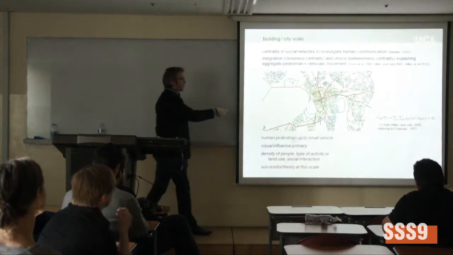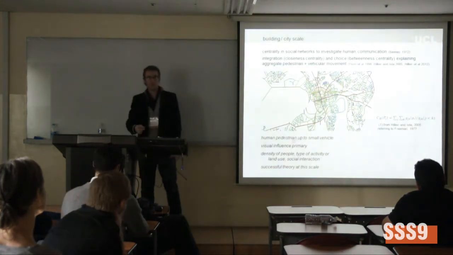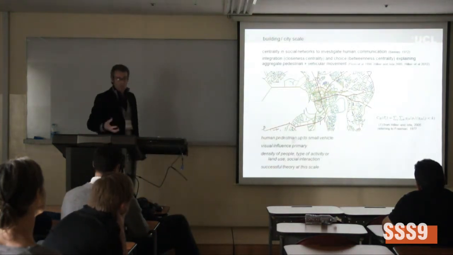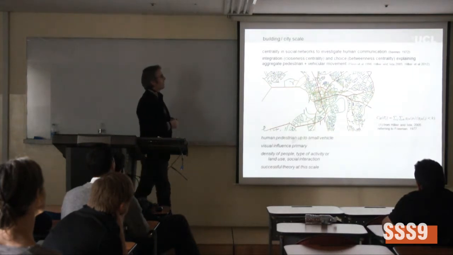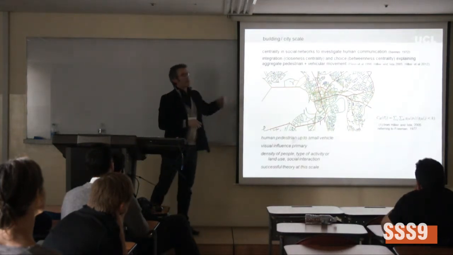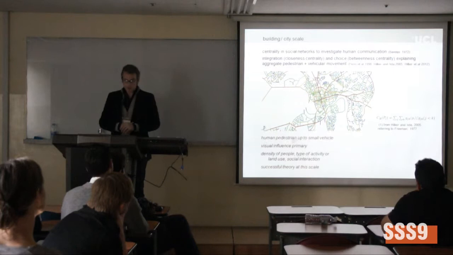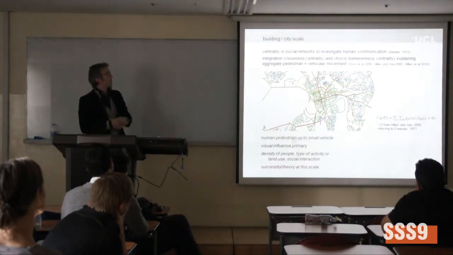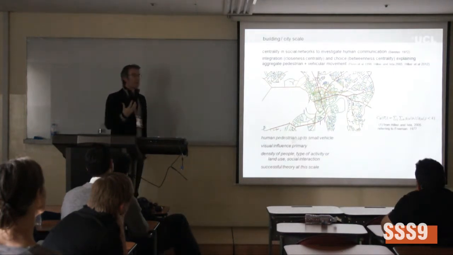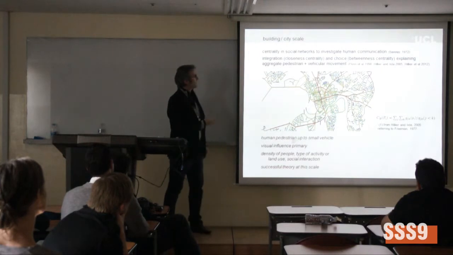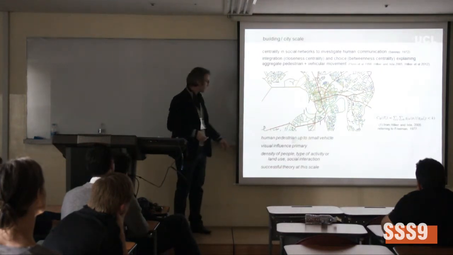This is the sort of scale that we're all used to in space syntax analysis, up to about the city scale, down from the building to the city scale, where we use centrality measures, in particular integration, closeness centrality, and choice, or betweenness centrality, to explain things like aggregate pedestrian behavior, vehicular movement, things like that.